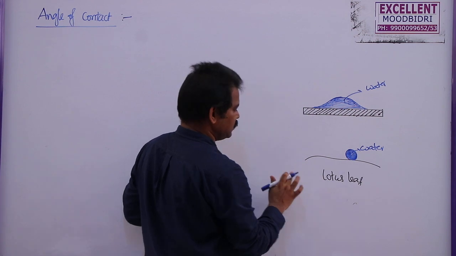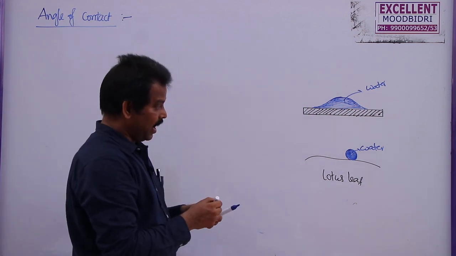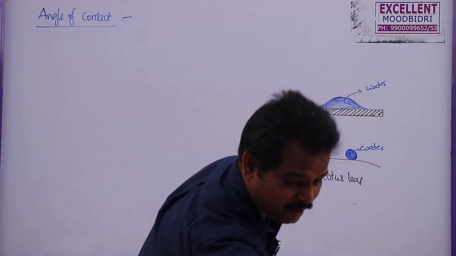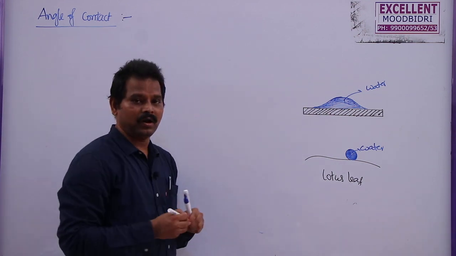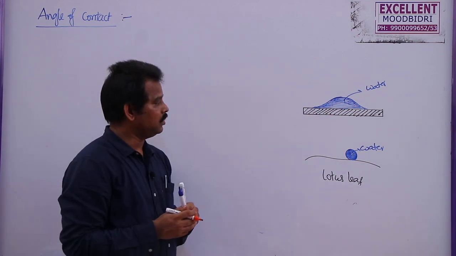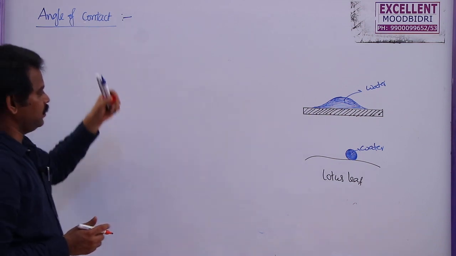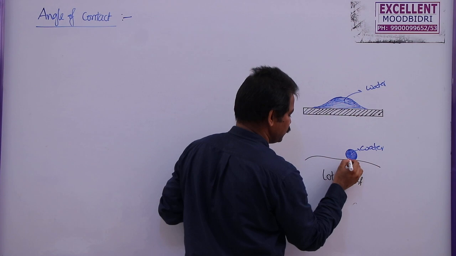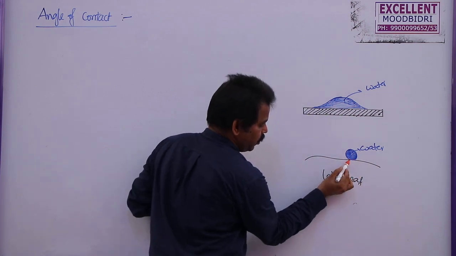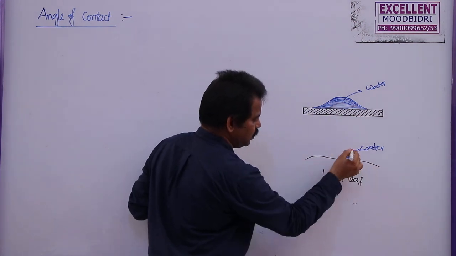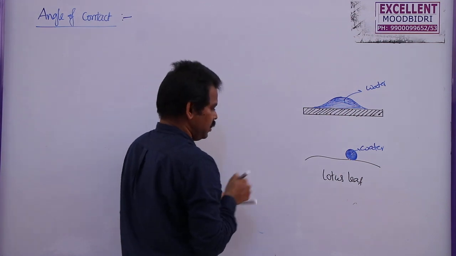based on the other surface. Here the angle made by the tangent drawn at the point of contact with the solid within the liquid surface is known as angle of contact. What is this? Suppose you take this one here, this is the point of contact between this solid and this liquid. So I'm going to show this.